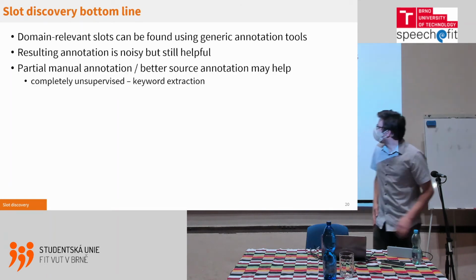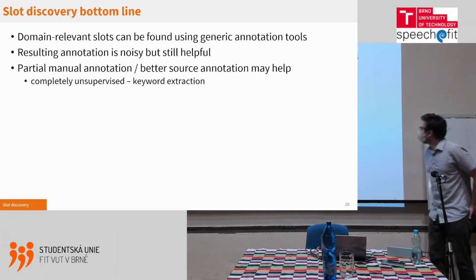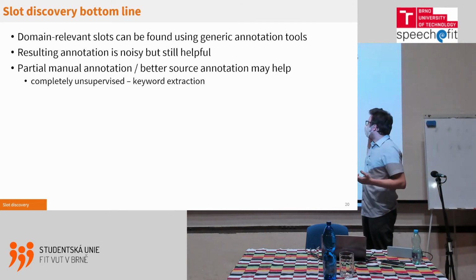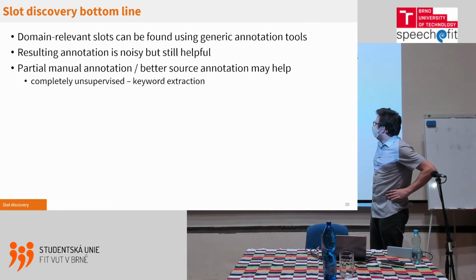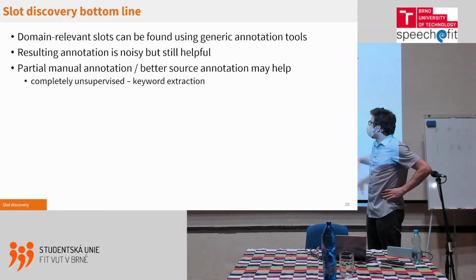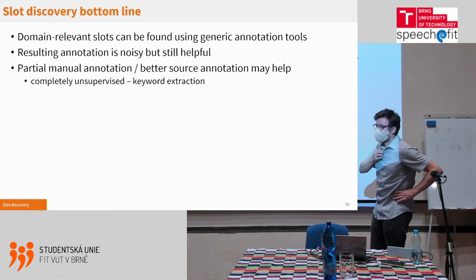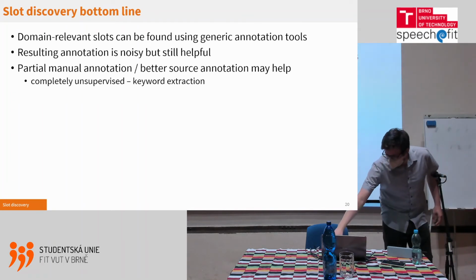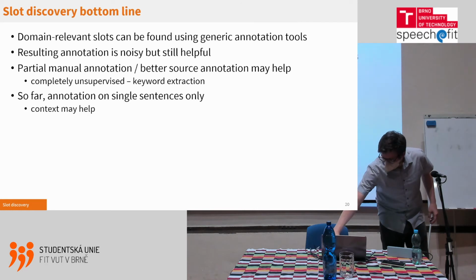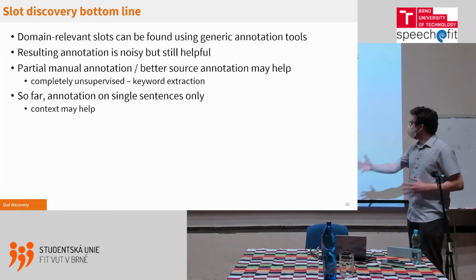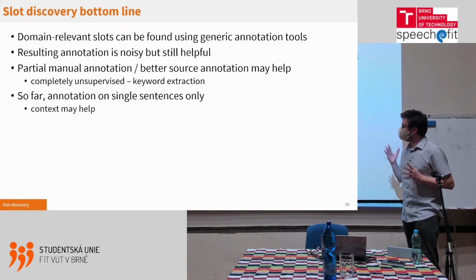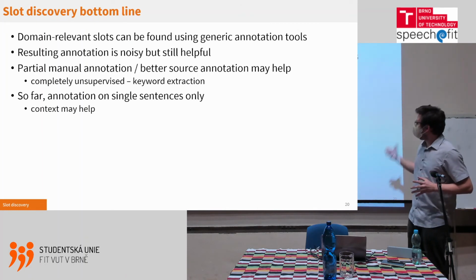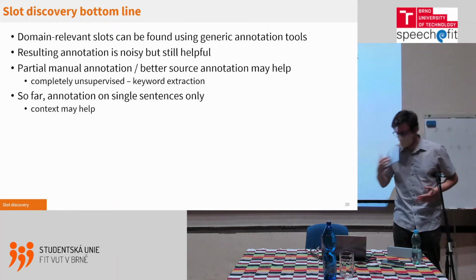But we probably should look for better sources of annotation than frame semantic parsing and entity recognition. We could potentially look into things like keyword extraction, which might actually work better than those labels. And so far, the annotation has been done on single sentences. So when we are looking for the relevant slots, we're not looking at dialog context, so that might also help.